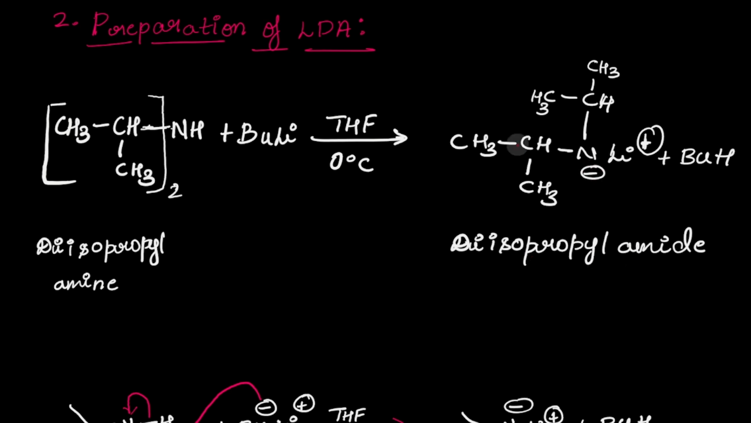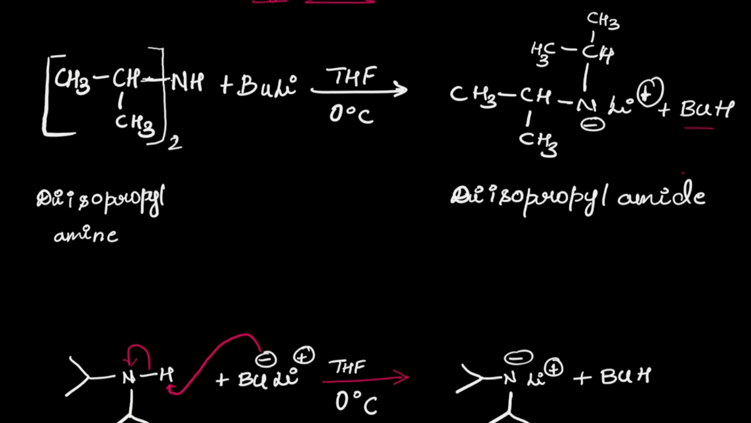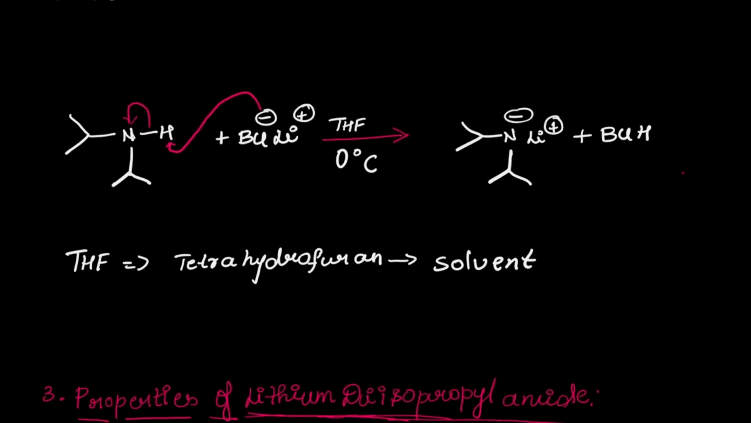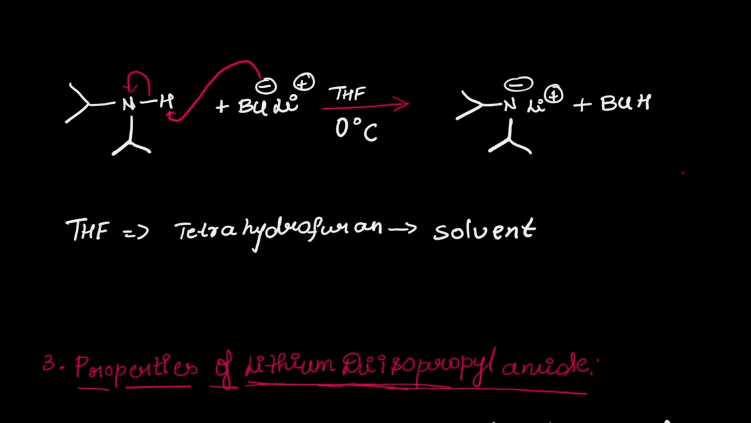That is, we have two propyl groups attached to the same nitrogen atom, and our nitrogen atom is having a negative charge, and Li plus from this butyl lithium will be attracted electrostatically towards this negative charge, and we will get butane as a byproduct. So this is all about the preparation of LDA. You can see the mechanism here: the butyl lithium abstracts hydrogen from here, and it is removed as H plus, and this bond is shifted onto this nitrogen atom containing two propyl groups. Hence, it contains a negative charge.